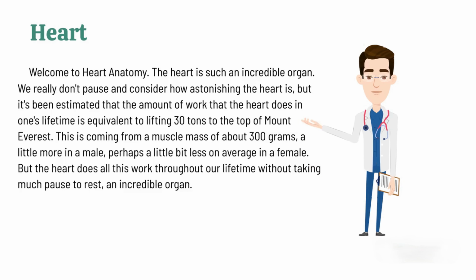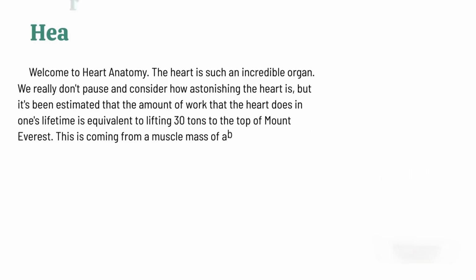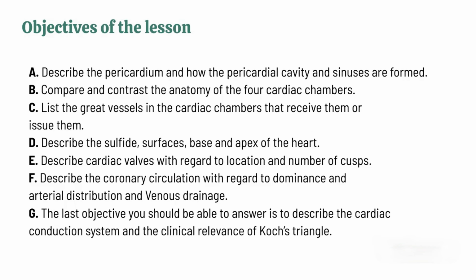As we go on this tour through the heart, at the end of this lesson you should be able to answer the following objectives. A. Describe the pericardium and how the pericardial cavity and sinuses are formed. B. Compare and contrast the anatomy of the 4 cardiac chambers. C. List the great vessels in the cardiac chambers that receive them or issue them.